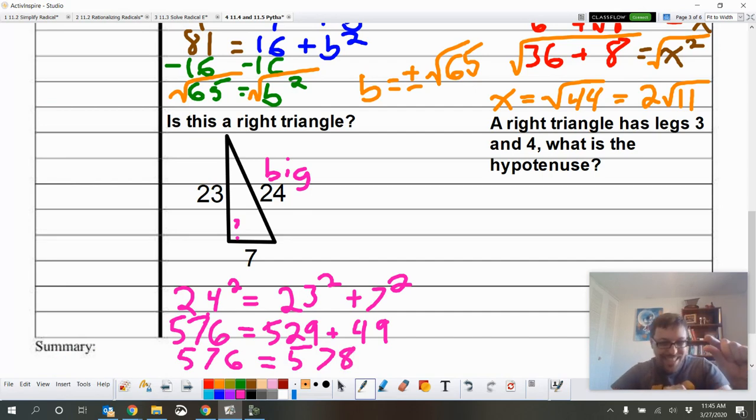Oh! So good. Oh, it's so close, but it's not quite there.